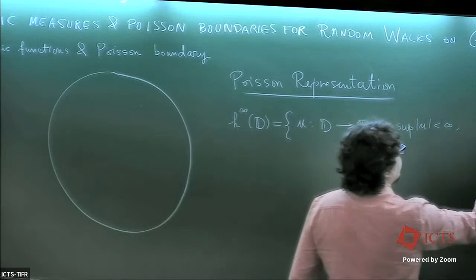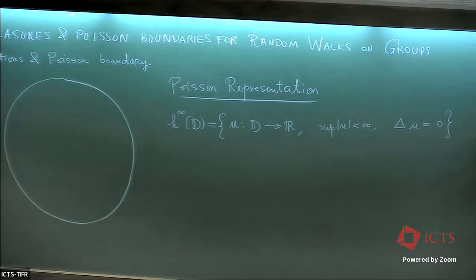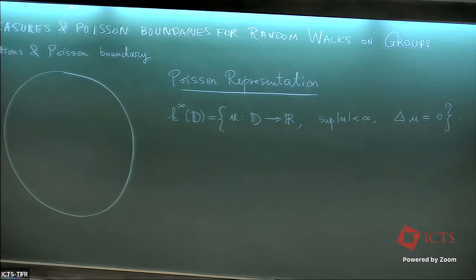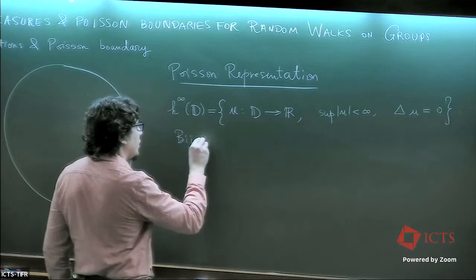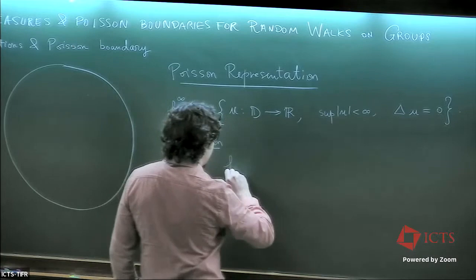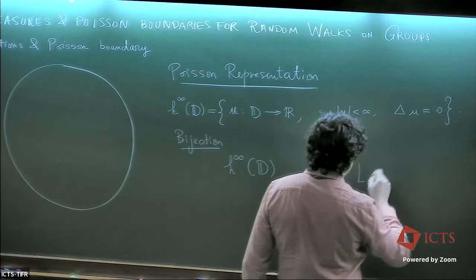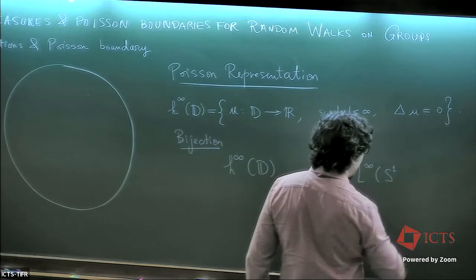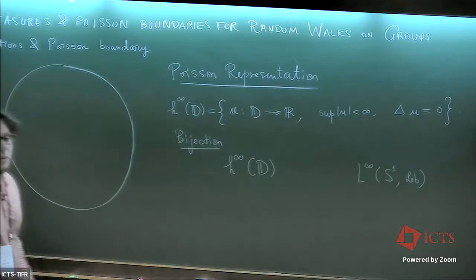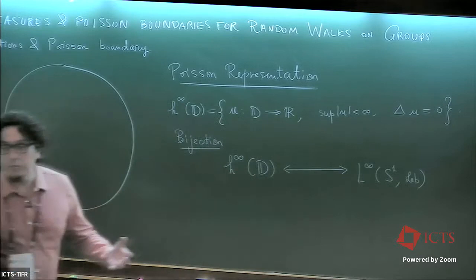And we know from classical complex analysis that there is a duality, a bijection, between two types of functions. One is the harmonic functions inside the disk, and the other is bounded measurable functions, so L infinity functions on the boundary of the disk, which is S1. And again, the reference measure here would just be the Lebesgue measure. So there is such a bijection, and you probably remember how to go from one side to the other.